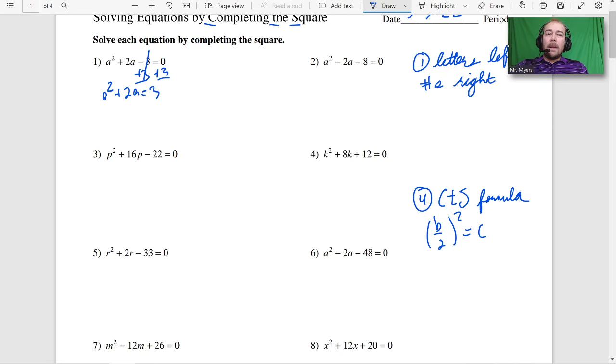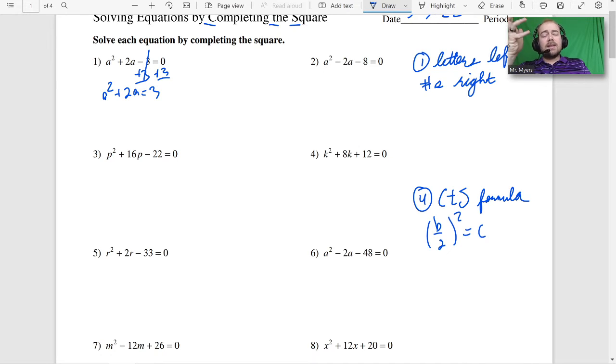Okay, so now, and actually you could start on step 4 sometimes, if the number's already on the right-hand side. If there was already a number on the right and there was no visible number in front of the square term, then you could just skip all the way to step 4. But we're going to do step 4 now. B is 2. B is the number in front of the letter without the power.